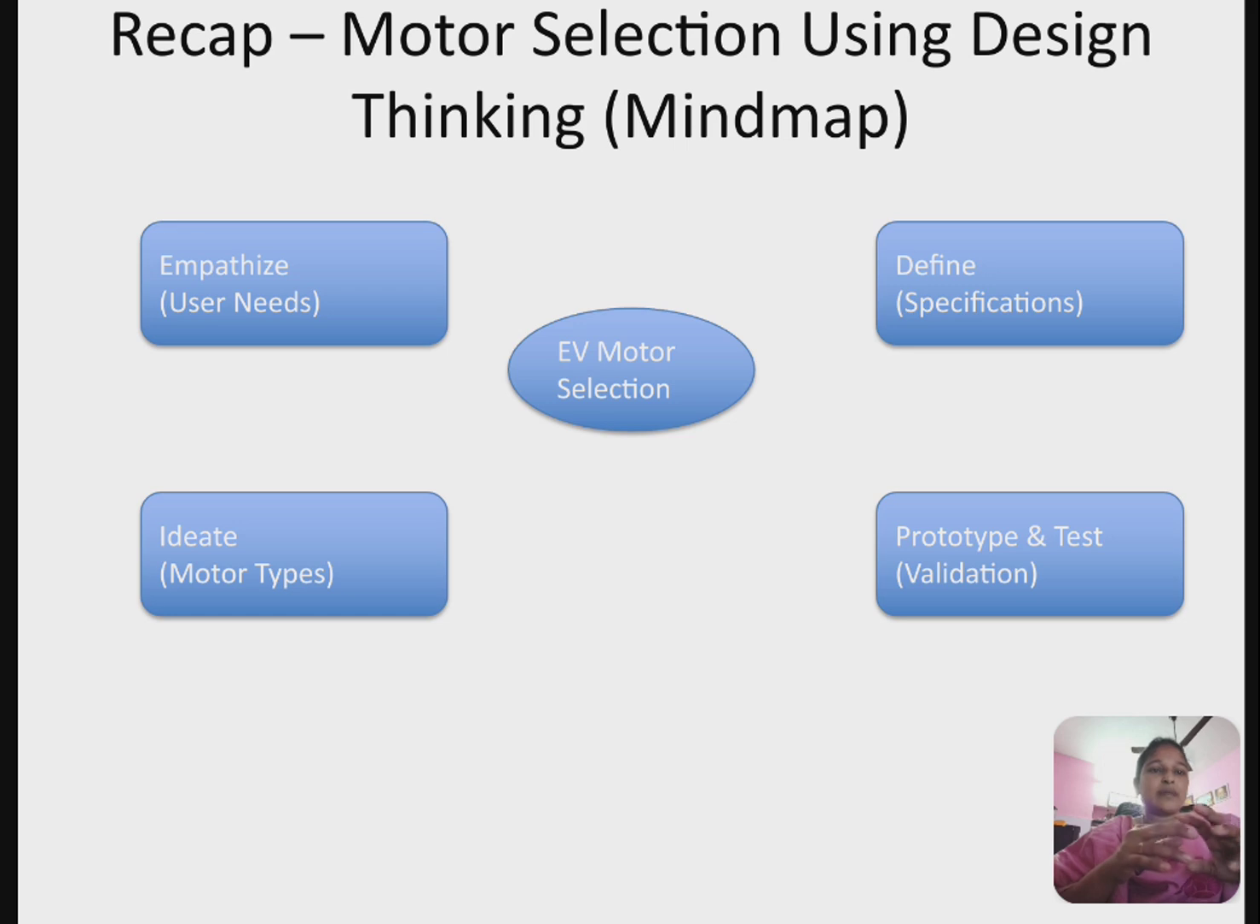Let's recap the contents we have discussed using this motor selection design thinking mind map. So we empathized with what the user actually wants, then we defined the specifications which need to be considered, then we ideated with the motor types, and finally we validated and tested, and then we made the EV motor selection.